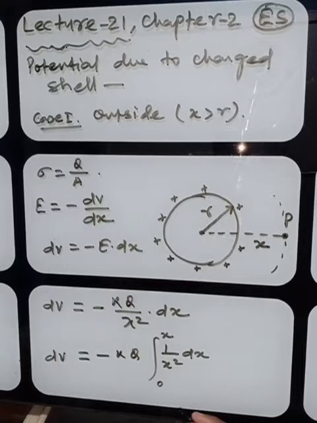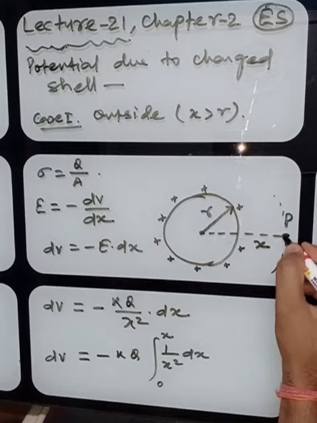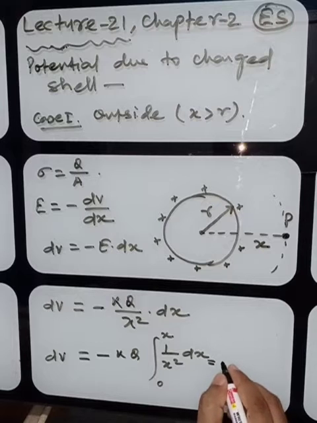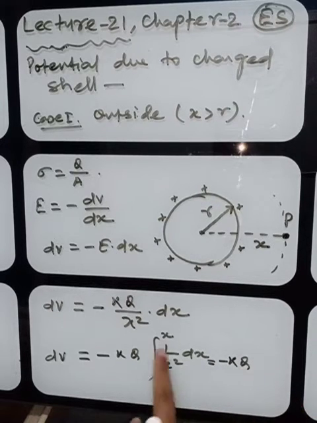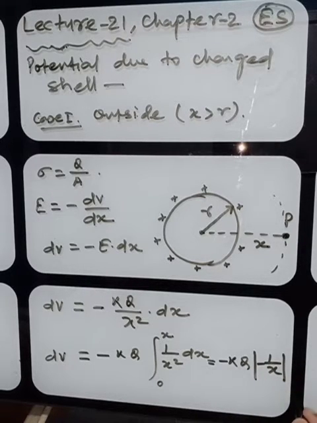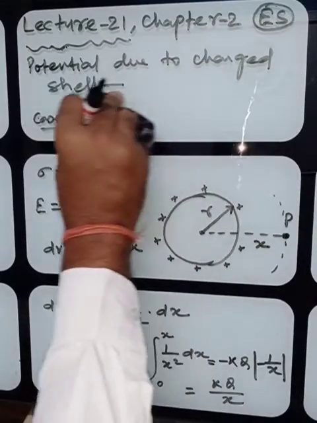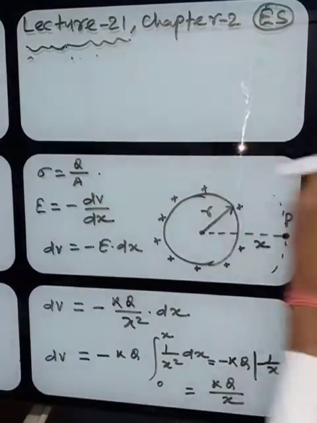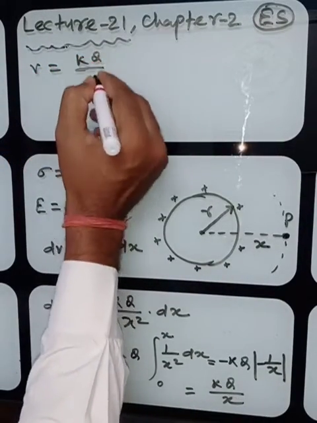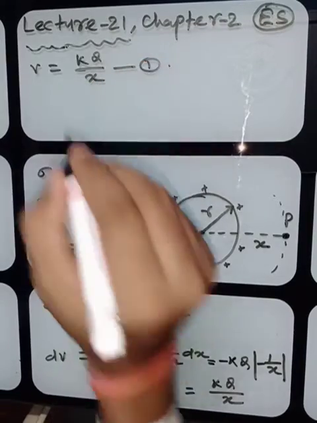Now the potential, actually the exact integral we are not going to find out here, we are finding potential at point P. Now what will the integration be? Here minus kq, and the integration of 1 by x square will be minus 1 by x. So it is plus kq over x. So this is the potential outside. I'm writing here the potential outside, it is kq by x. Okay, this is the outside.